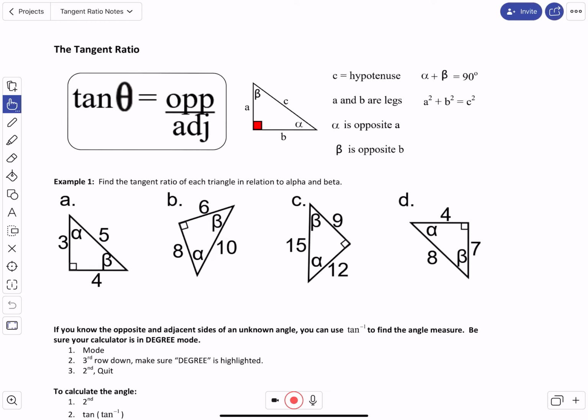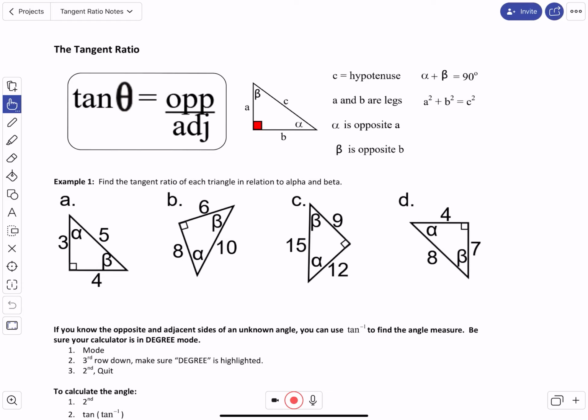Okay, so on this, we are going to be using only the tangent ratio. And the first thing that you have to make sure of is that this only deals with a right triangle. And I'm only going to give you right triangles, so you really don't have to worry about that. Now let's first start with focusing on the parts of a triangle, okay?